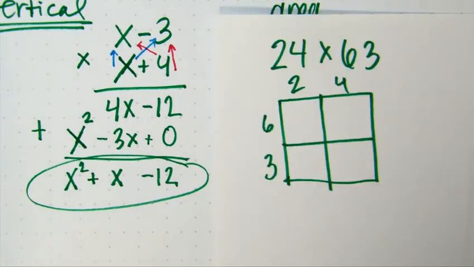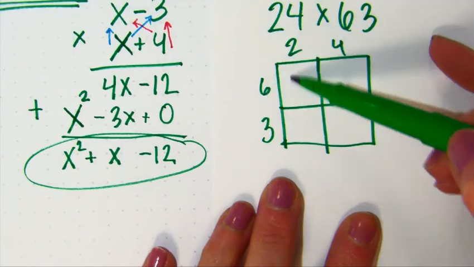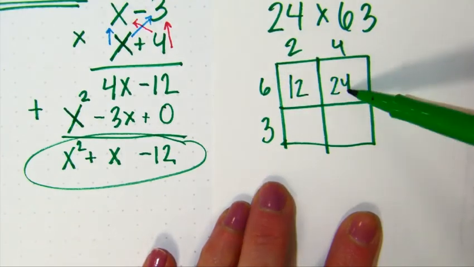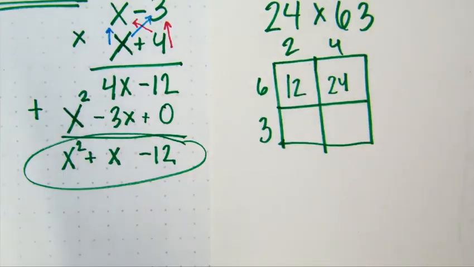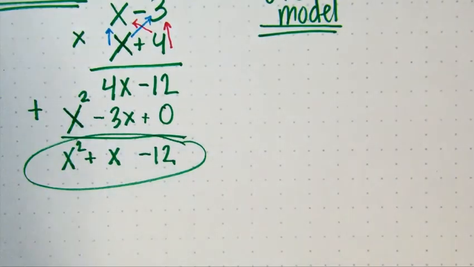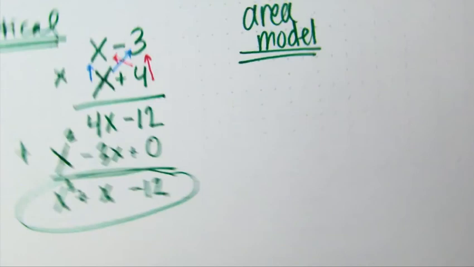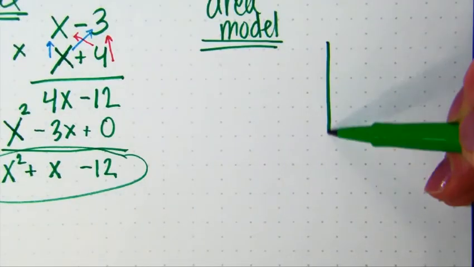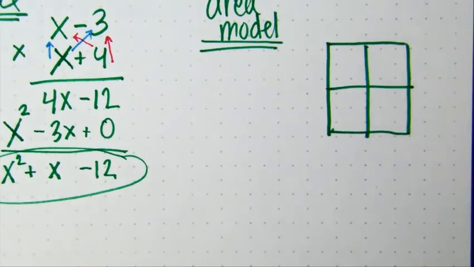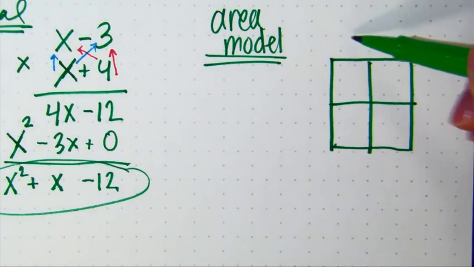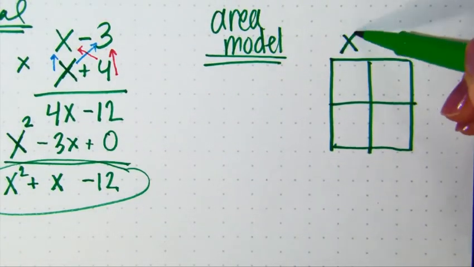But in elementary school, if you saw this, you would say 6 times 2 is 12, 6 times 4 is 24, and you would go through and you would write all these in and then add them together. So we're going to use the same type of thing here. So for the area model, I'm going to draw a square with 4 sections. The reason it's 4 sections is because each of my expressions have 2 terms.